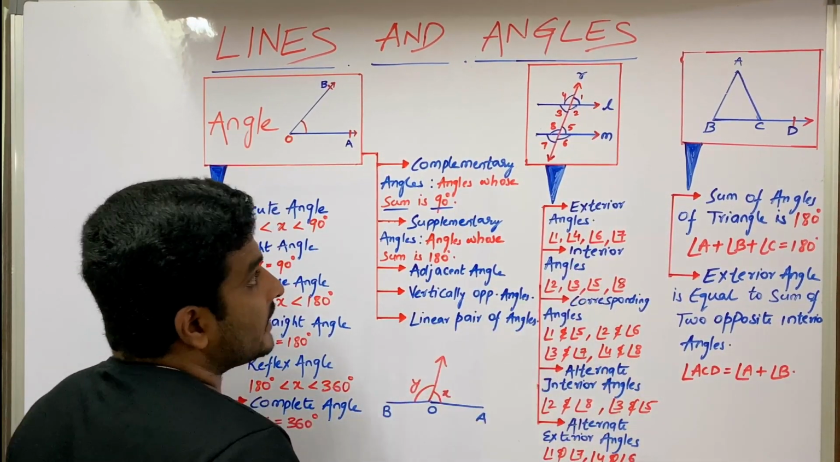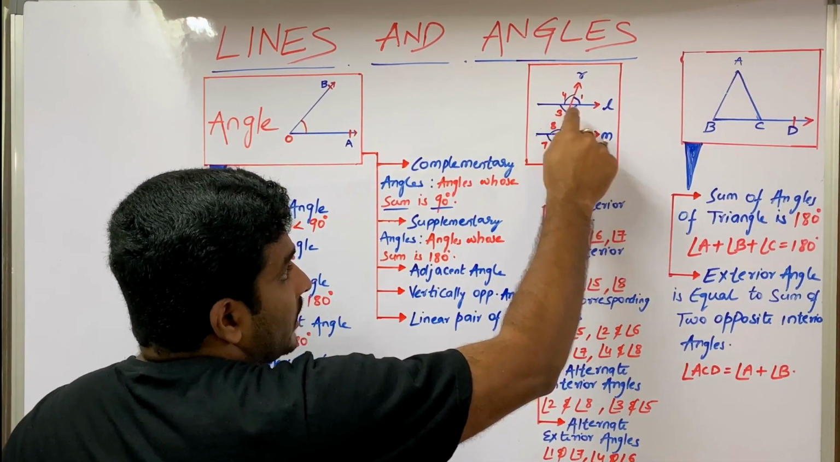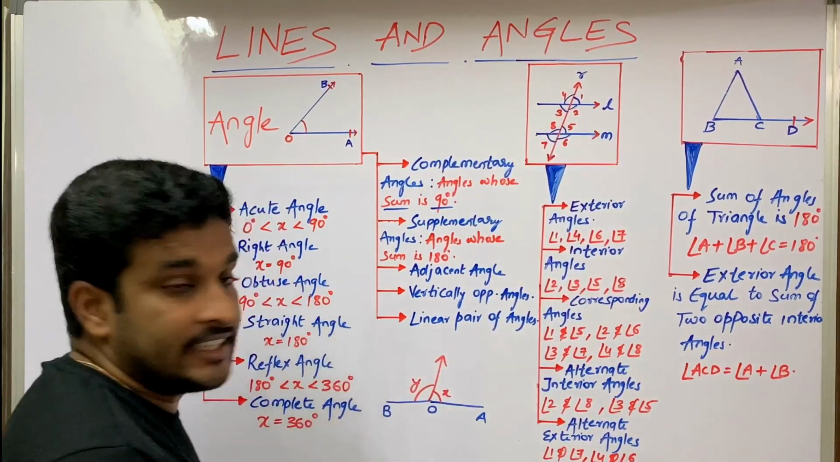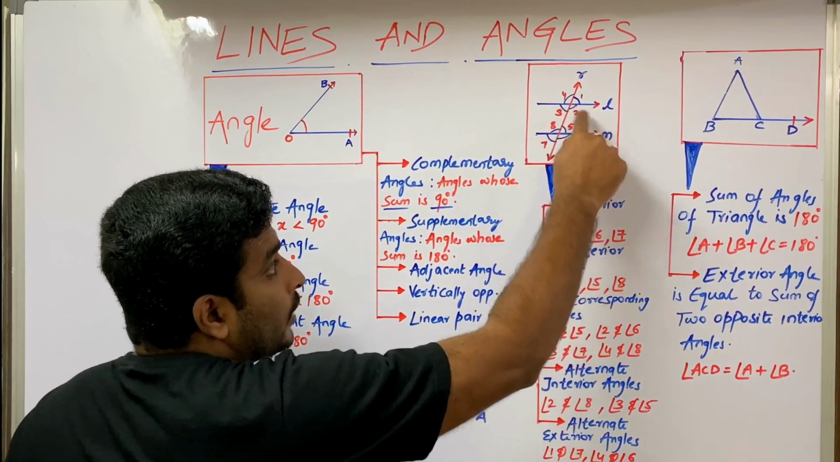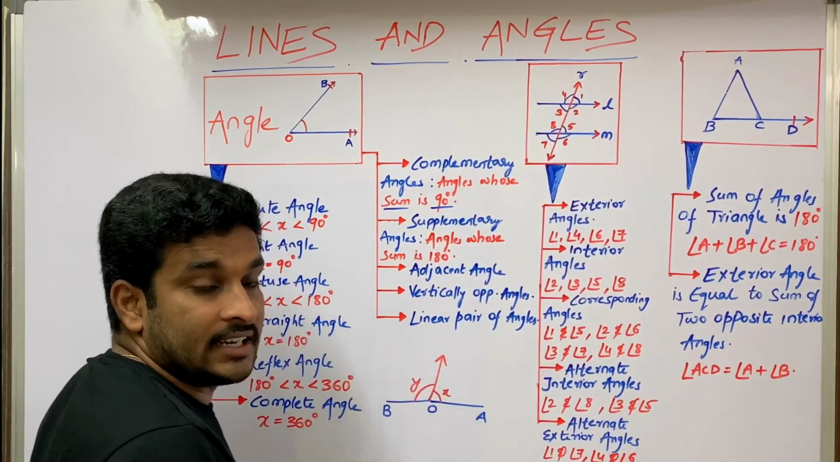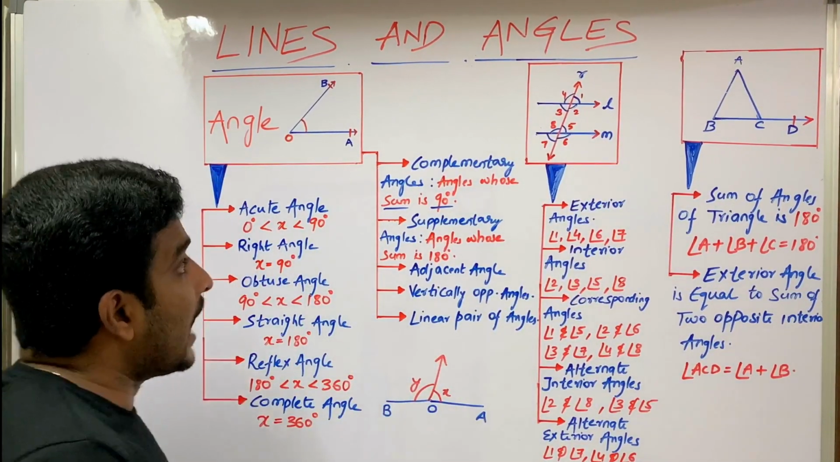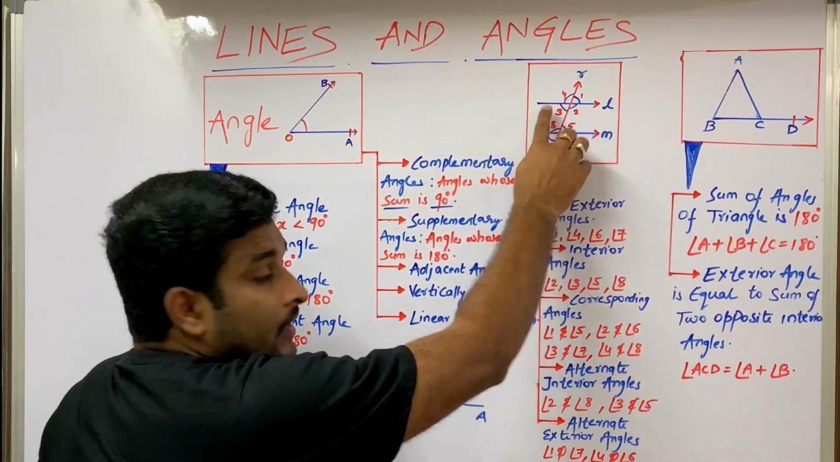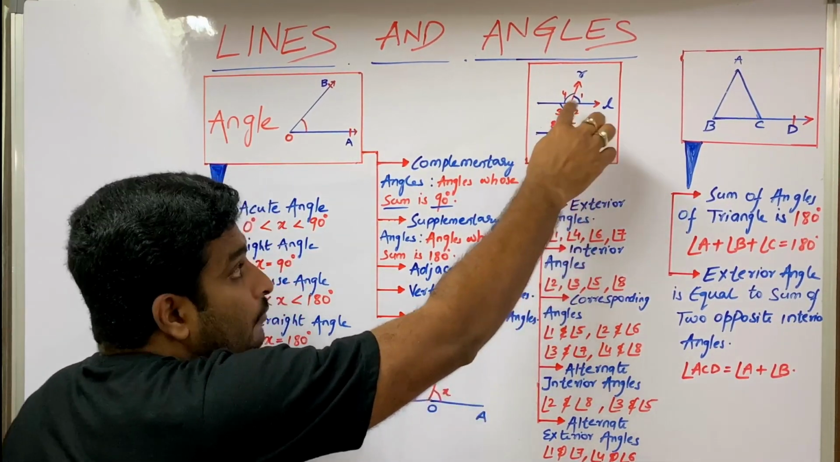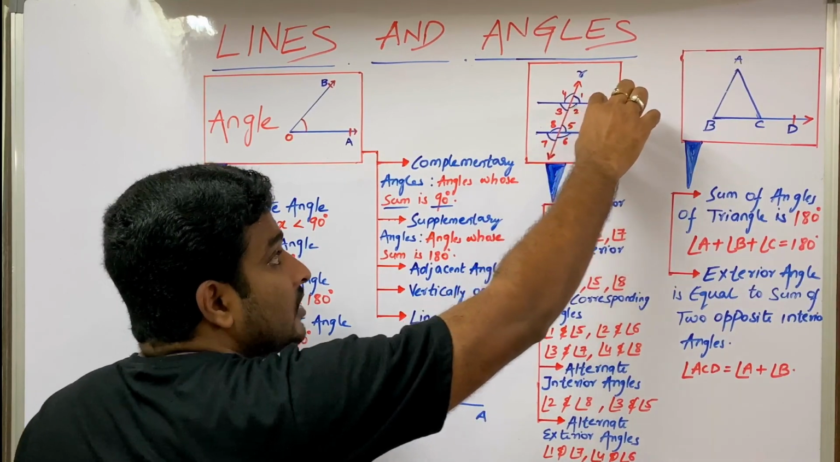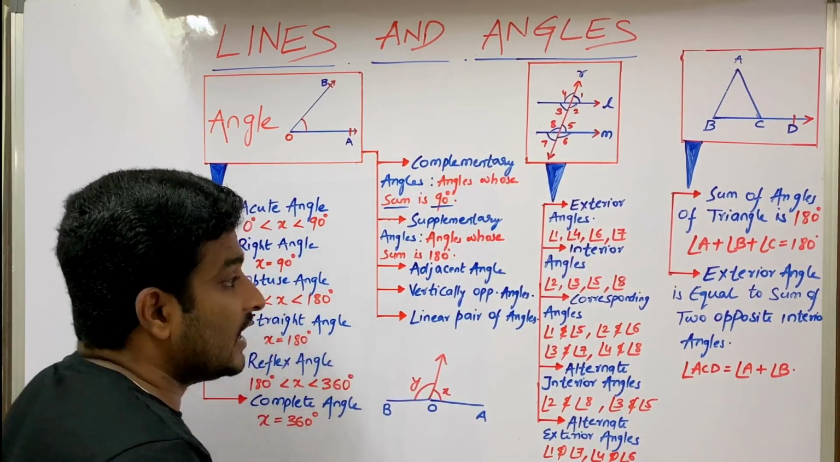Coming to the interior angles, angle 2, angle 3, angle 5 and angle 8 are interior angles because these four angles lie inside the two parallel lines. Again I am repeating, angle 2, angle 3, angle 5 and angle 8 are four interior angles which lie inside the two parallel lines L and M.